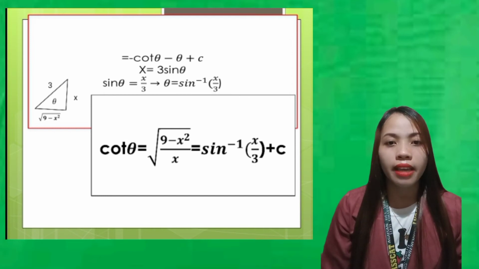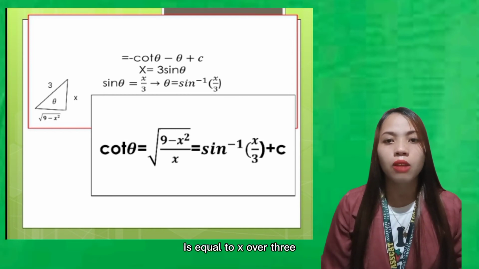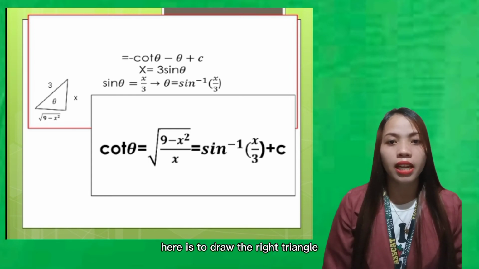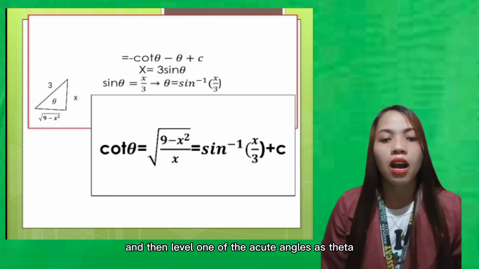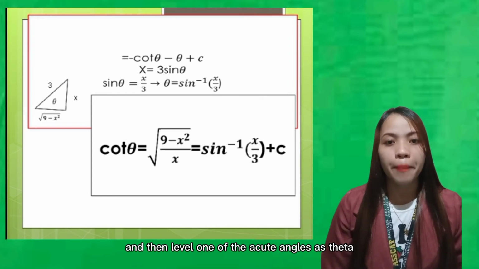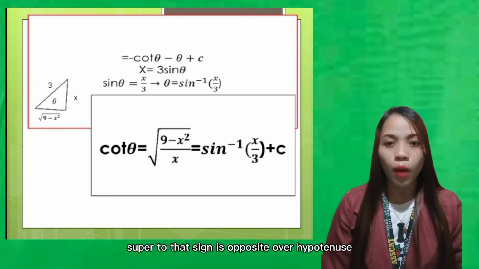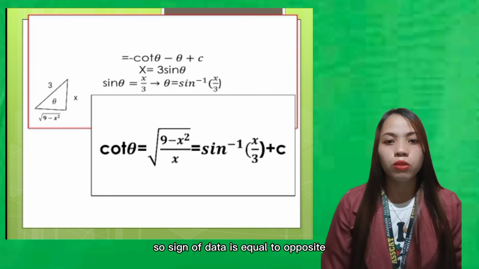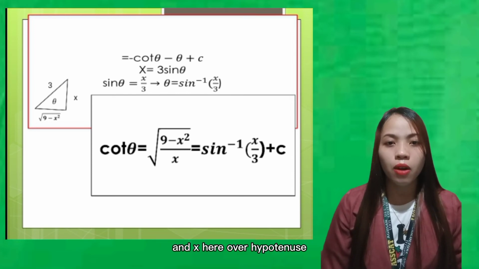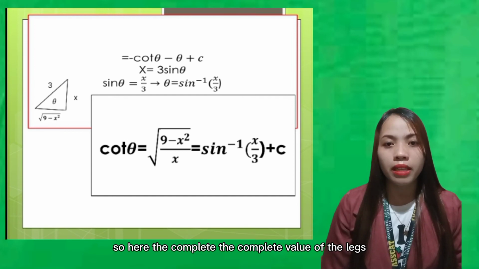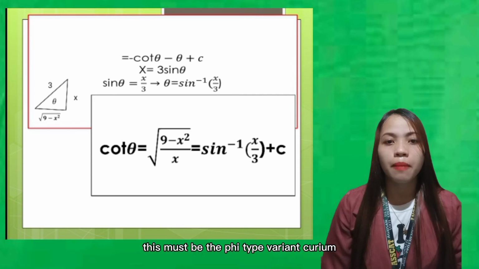So we can say that sine of theta is equal to x over 3. What we will do here is draw a right triangle and label one of the acute angles as theta. We know from our mnemonic that sine is opposite over hypotenuse. So sine of theta is equal to the opposite, x here, over the hypotenuse, which is 3. Then we complete the value of the legs using the Pythagorean theorem.